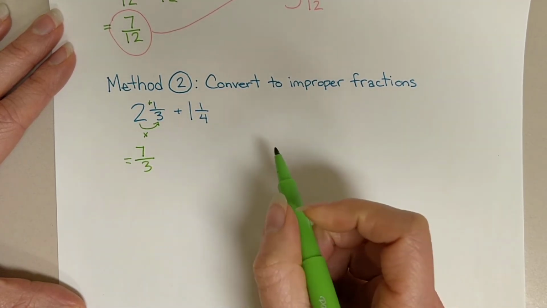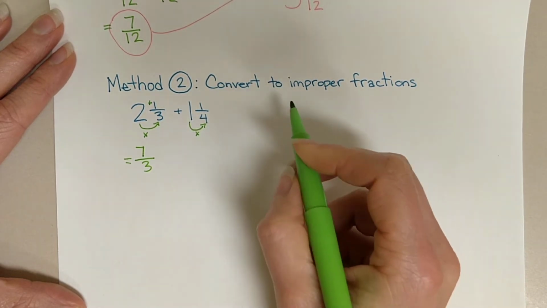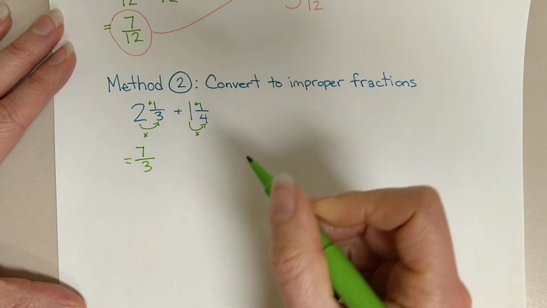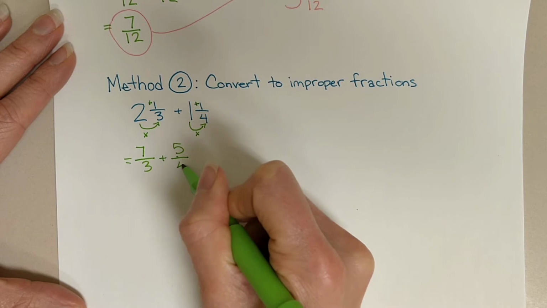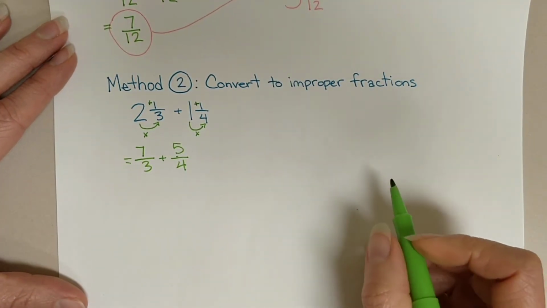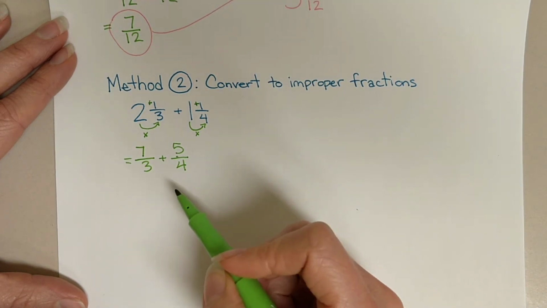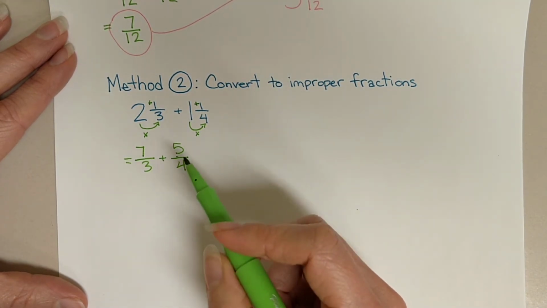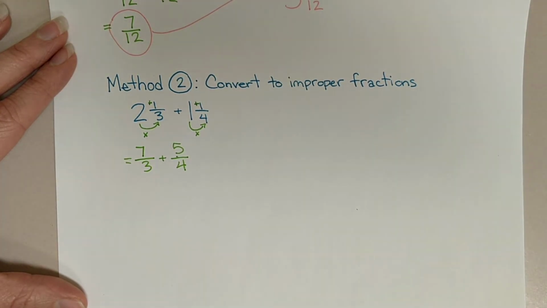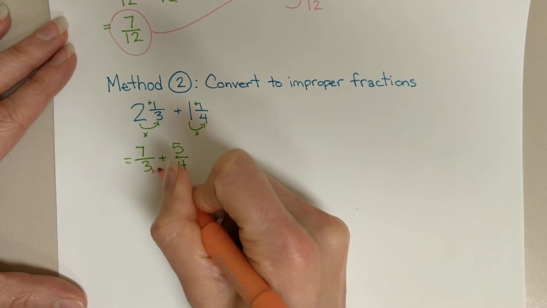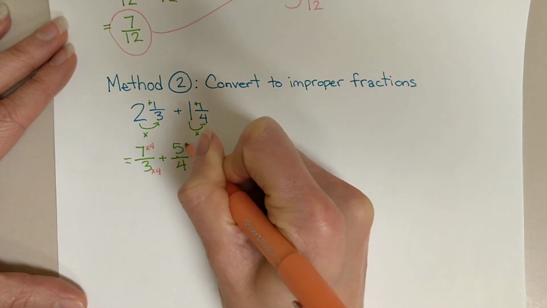So 7/3. For this one here, I do 1 whole times 4 pieces per whole, which gives me 4, and then I add on this extra piece here. So I have 5, and I keep my denominator the same, 5/4. So since these have different denominators and we want to add them together, we need to find a common denominator. So I'm just going to look back up on my page and see that my common denominator is 12. So for this guy, we had to multiply by 4, which means we do the same on top. And over here, we had to multiply by 3, so we do the same on top.